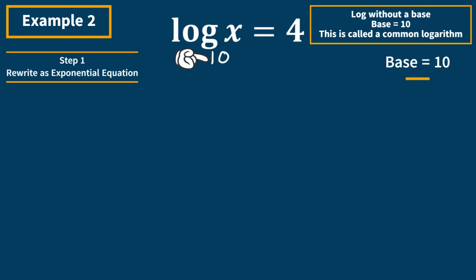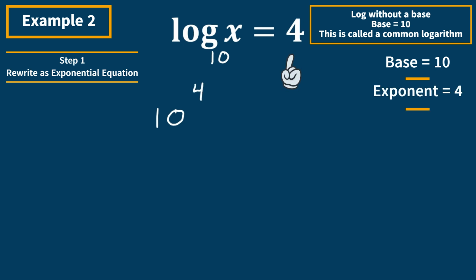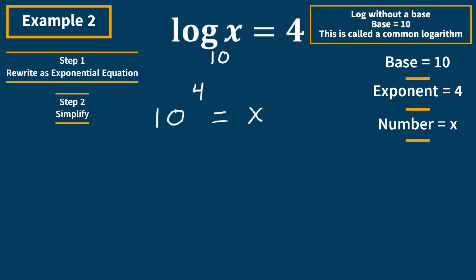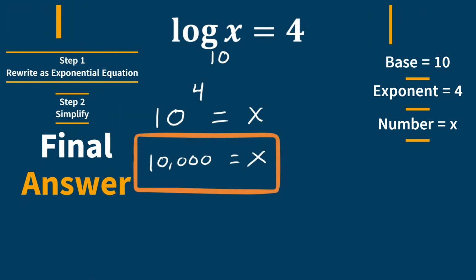So we take our base, which is 10, and our exponent is 4, so that is going to be 10 raised to the 4th power is equal to the number. The number here is x. All we do from here is simplify. 10 raised to the 4th is 10,000. And that is equal to x. This is our final answer.